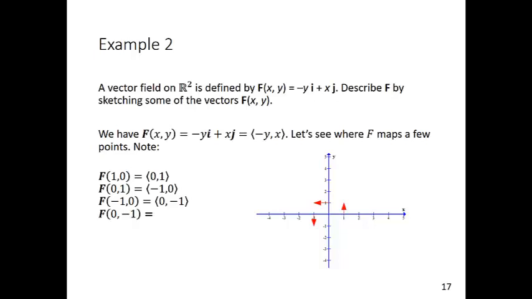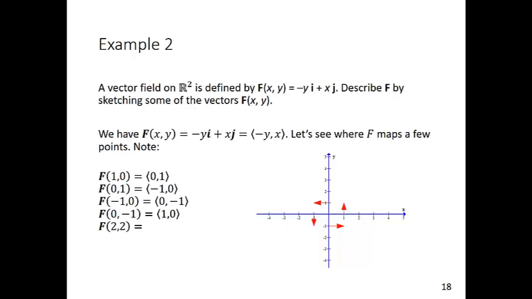What about the point (0, -1)? f will map the point (0, -1) to the vector ⟨1, 0⟩. So starting at the point (0, -1), we will draw a vector that points to the right 1 unit, but has no vertical component. Let's add a few more points to the mix.